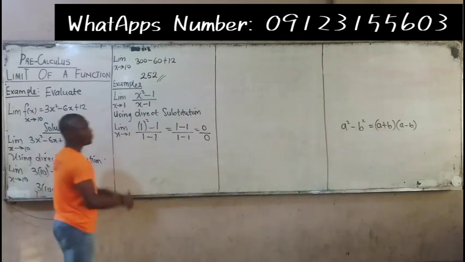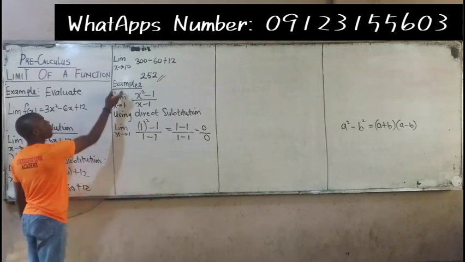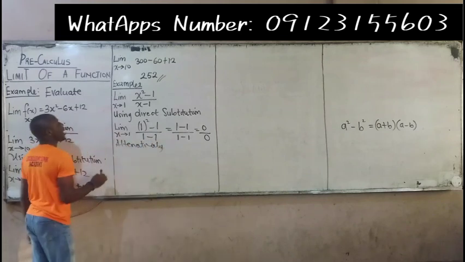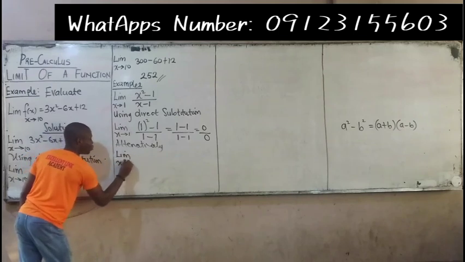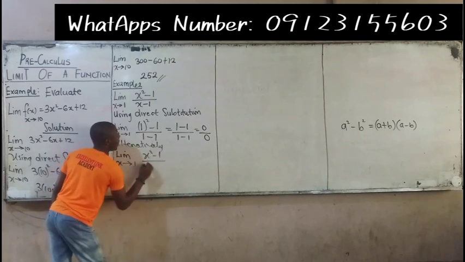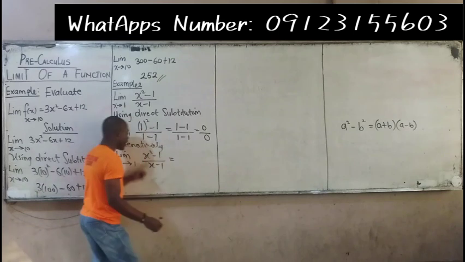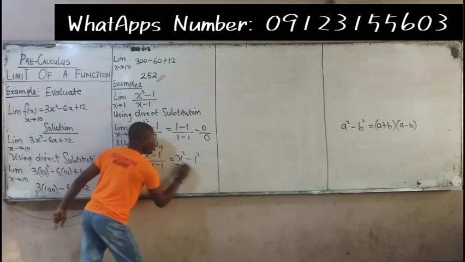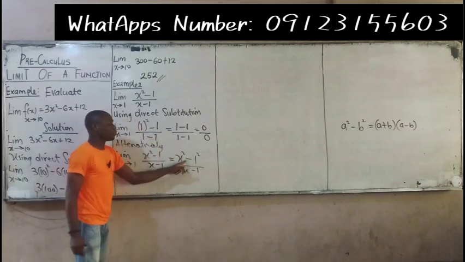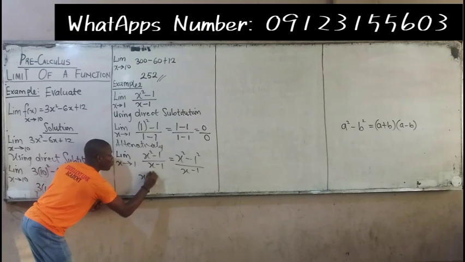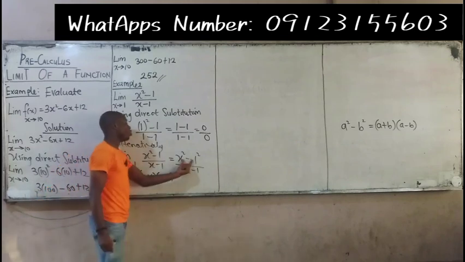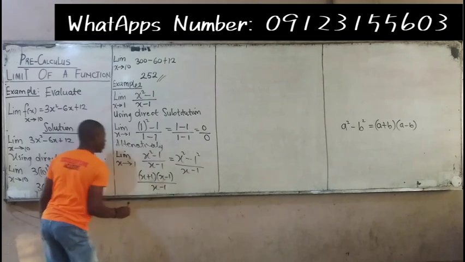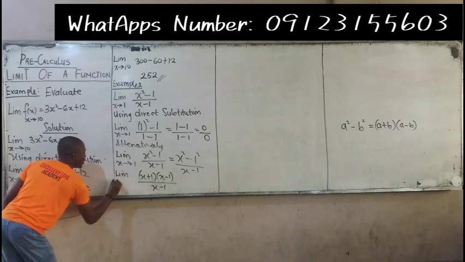Alright, so let me improvise. Instead of solving with the substitution method, I'll use another method. Alternatively, I can solve this as the limit as x tends to 1. I can express the same x squared minus 1 squared; 1 squared is still 1. So x squared minus 1 over x minus 1, a difference of two squares. I'll have x plus 1 times x minus 1 as the expression for the difference of two squares, all over x minus 1 for the denominator.